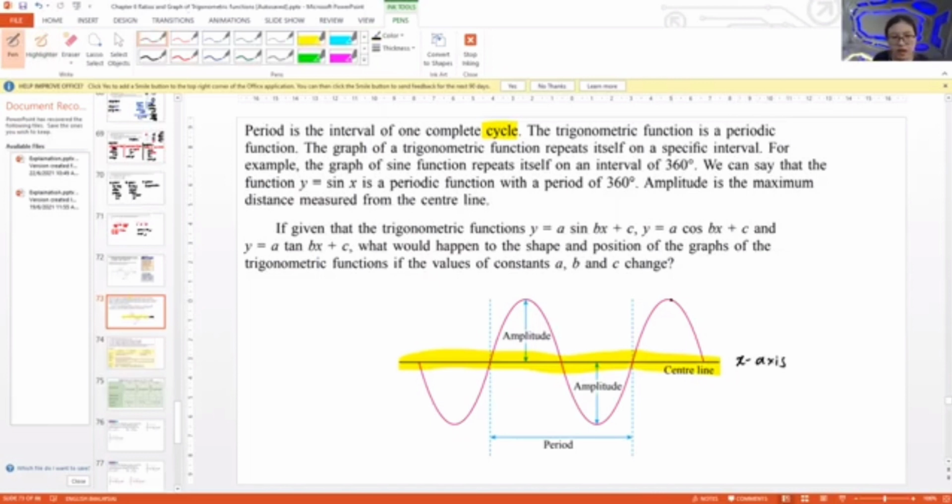Can or not? Okay, given the trigonometric functions y equals a sine bx plus c, y equals a cos bx plus c, and y equals a tangent bx plus c, what would happen to the shape and position of the graph of the trigonometric function if the values of constants a, b, and c change? Later we will go down. So far can understand, right? One cycle means one period, and from the x-axis going up or down is called amplitude.